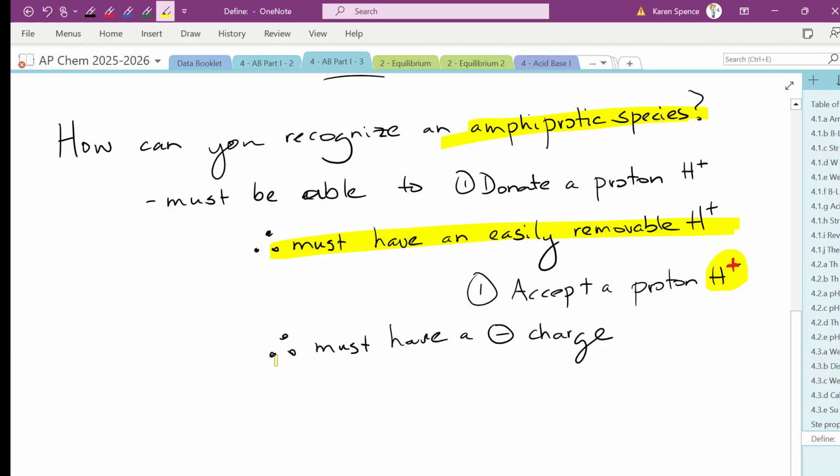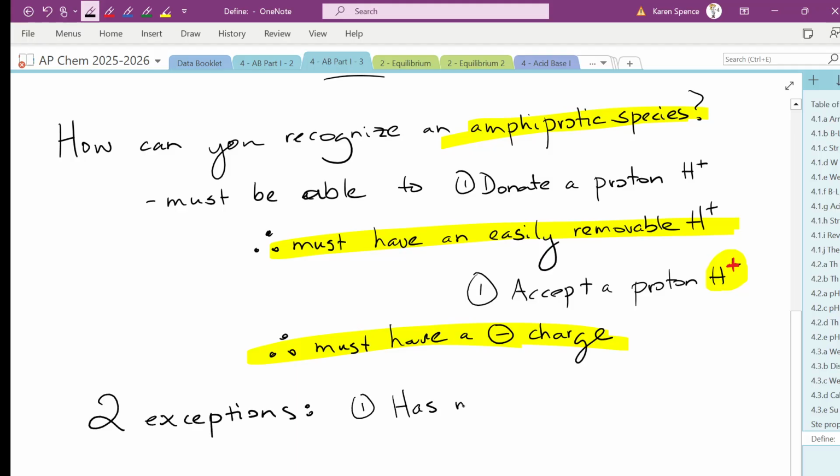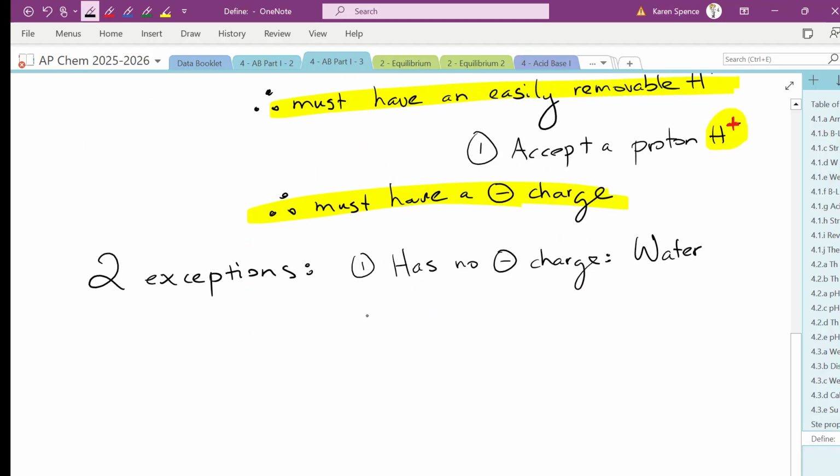Now, there are two exceptions to this. First exception has no negative charge. Anyone know what it is? Water. Yeah. The second one, it has an easily removable H, and it has a negative charge, but it is not amphiprotic.